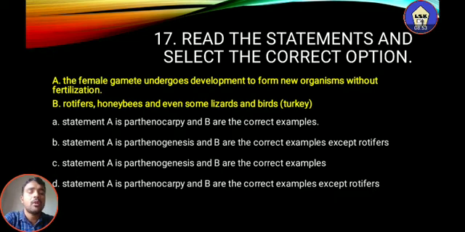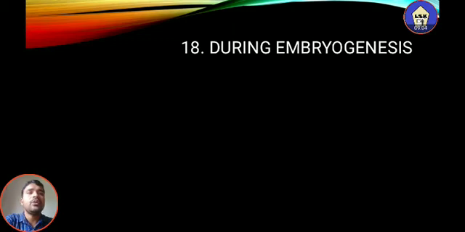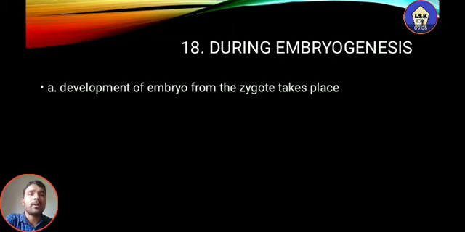Let us see option D also. Statement A is parthenocarpy. Definitely wrong. So C is the right answer to question number 17. Now question number 18. During embryogenesis, what happens? Option A. Development of embryo from the zygote takes place. I think this is the correct statement, the correct definition.